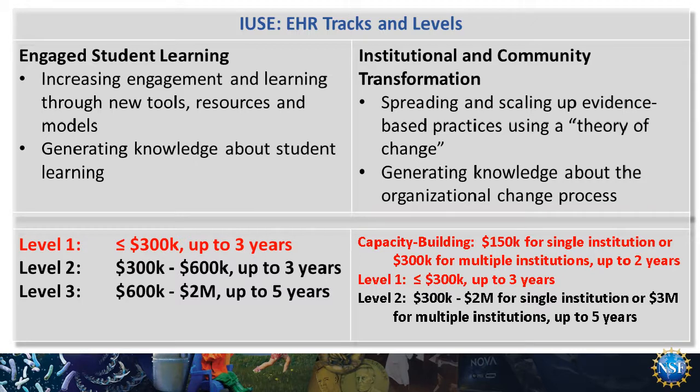Levels 2 and level 3 are slightly larger scale awards. The next deadlines for levels 2 and level 3 proposals will not be until December of 2020. So you've got a few months to think about those types of projects. Within the institutional and community transformation track, we have a new level, which is a capacity building level. And this one has a financial limit of $150,000 for single institutions or $300,000 for multiple institutions, with a term of award of up to 2 years. And we'll talk a little bit more in detail about what we think a capacity building proposal might look like a little bit later in the presentation.